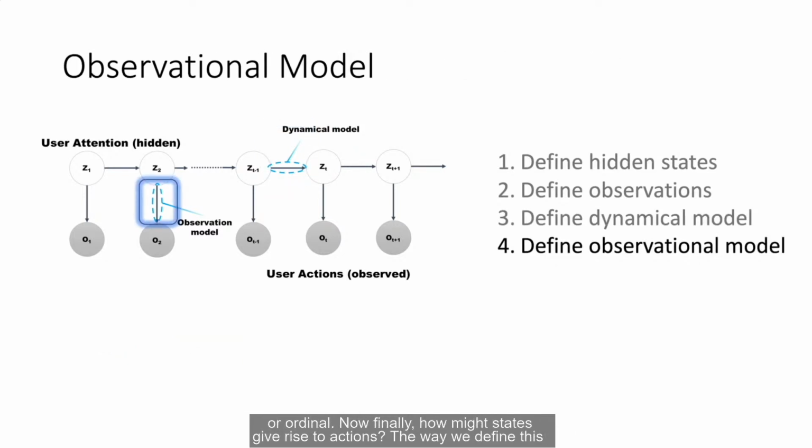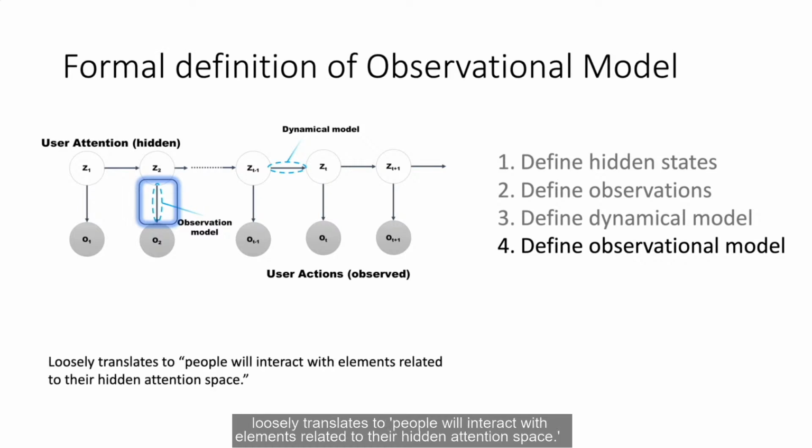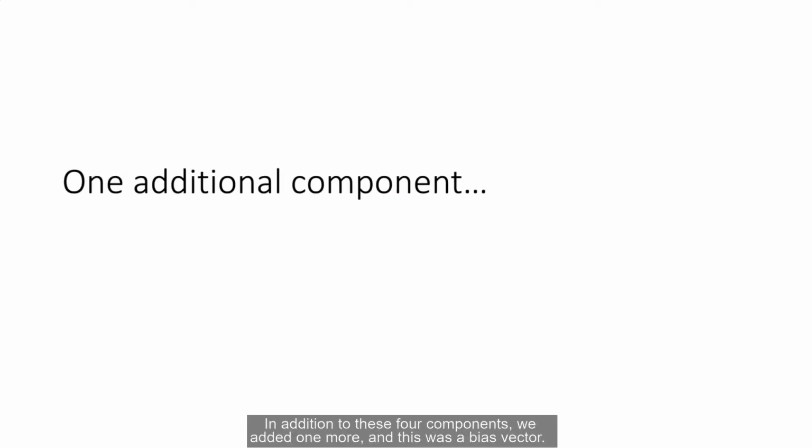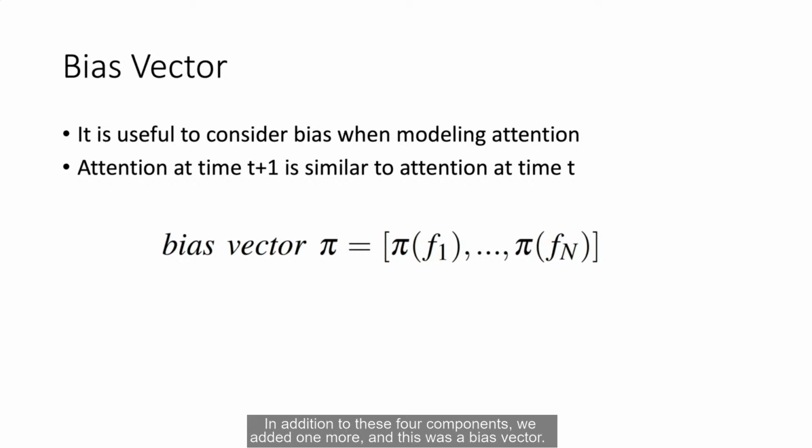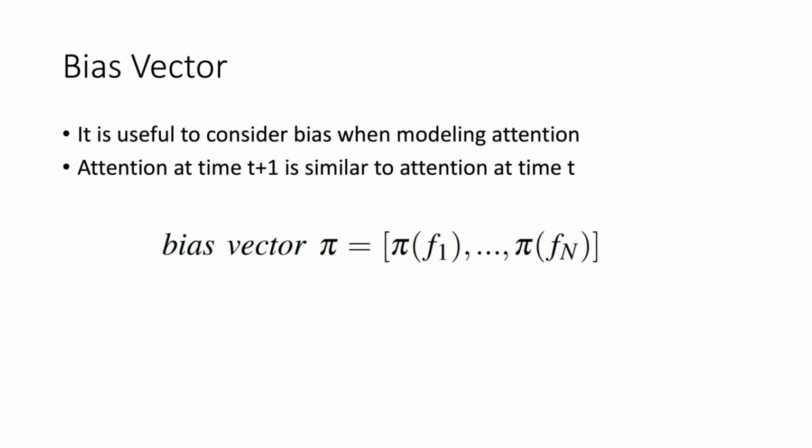Now finally, how might states give rise to actions? The way we define this loosely translates to people will interact with elements related to their hidden attention space. In addition to these 4 components, we added one more, and this was a bias vector. It is useful to consider bias when modeling attention. We adopted the bias vector pi to capture the relative importance of various components of the mark space. In other words, we want to keep track of the features that are capturing the user's attention.